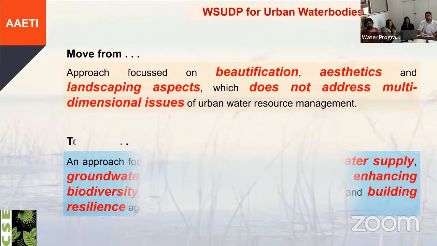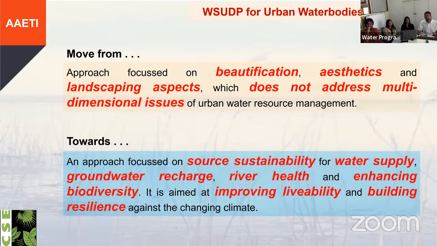So I think with this, the message is that we have to move from an approach based on beautification, aesthetics, and landscaping, because they don't address all issues. We have to move towards an approach focused on source sustainability, where we can actually manage the water bodies, and you look at them as water supply sources for groundwater recharge, for enhancing biodiversity, and also to enhance the resilience of cities against the changing climate. So I think the approach being undertaken by most places in big cities largely tends to focus on beautification. They have to go beyond that.